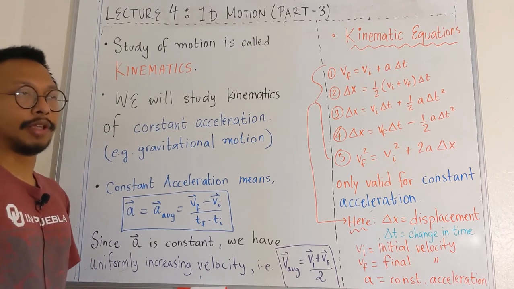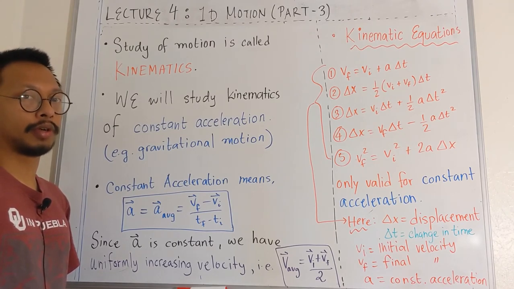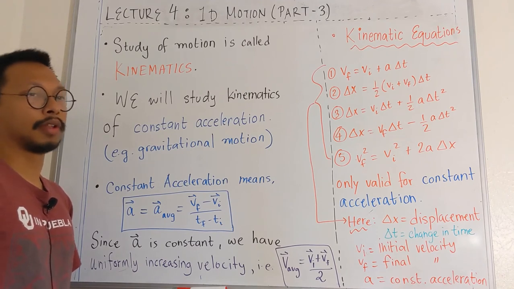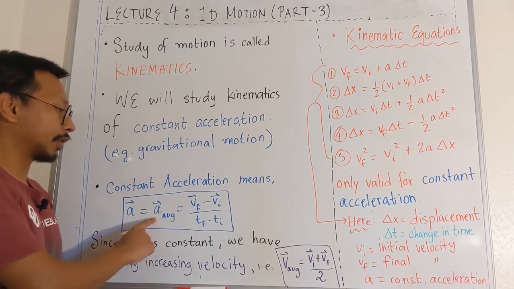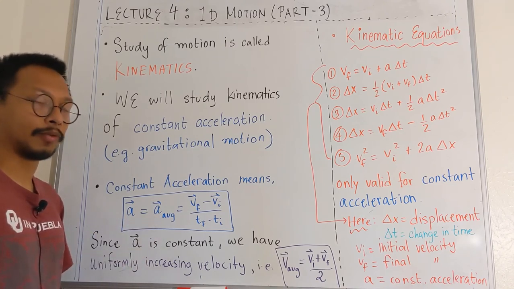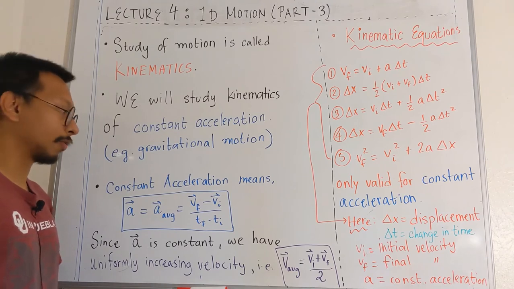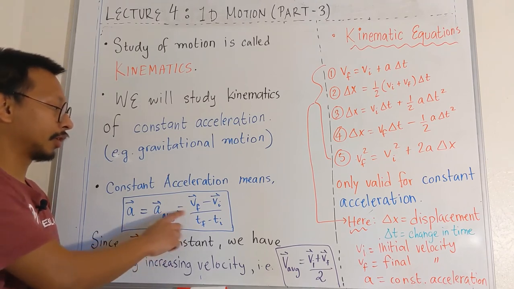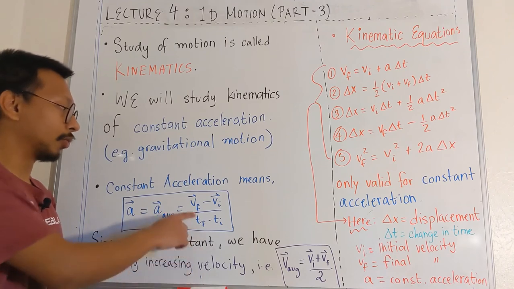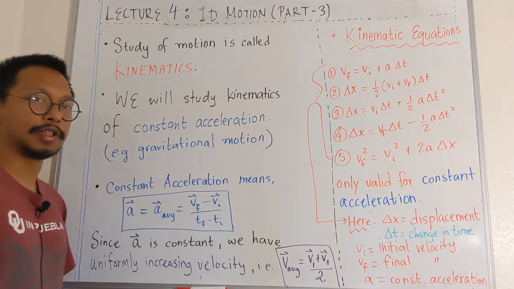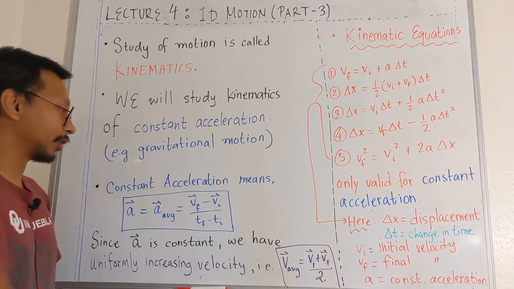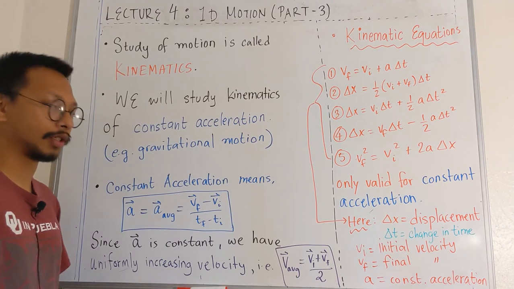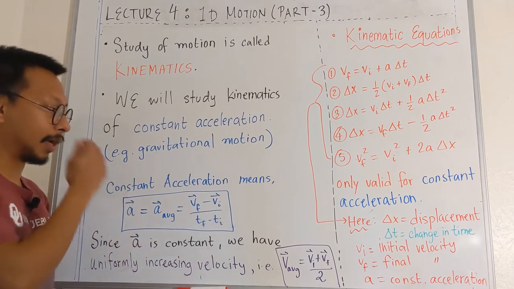Constant acceleration means that throughout the journey, throughout an object's motion that you're observing, the acceleration remains constant. And in doing so, the acceleration is equal to the average acceleration, right? Because it is the same value throughout. And we know that average acceleration is equal to Vf minus Vi over Tf minus Ti. So studying constant acceleration is easier because we can use the definition of average acceleration like this and build equations from it.